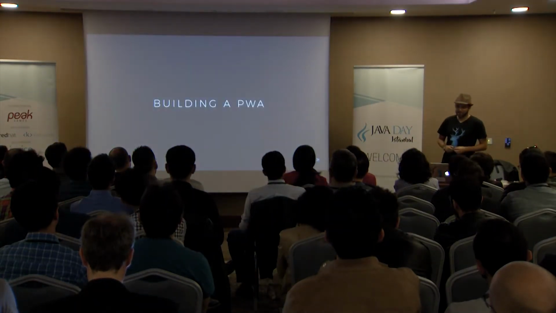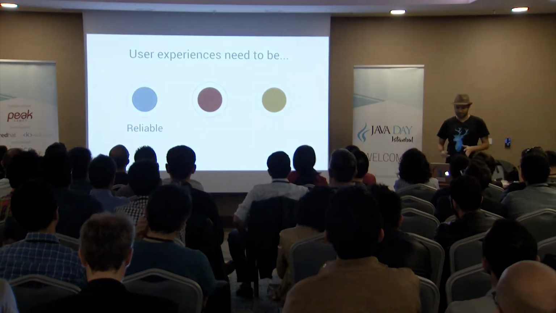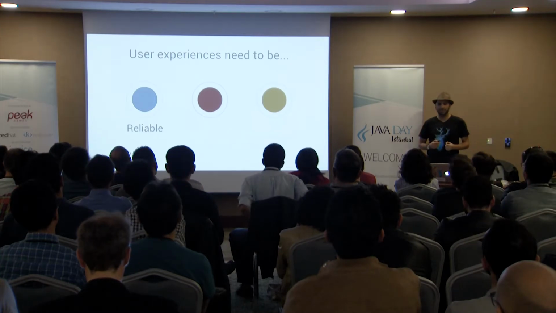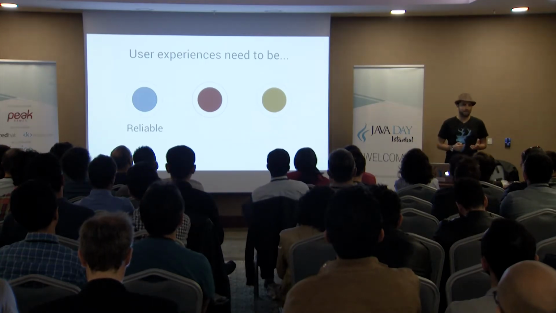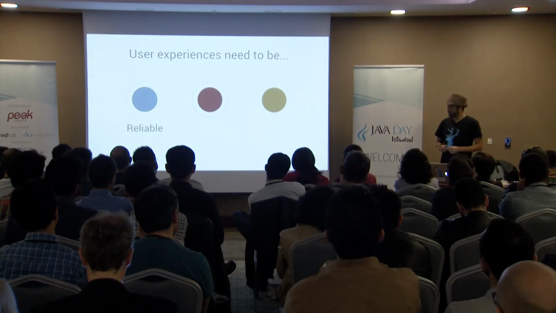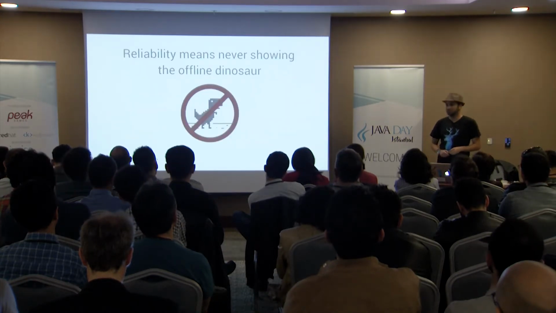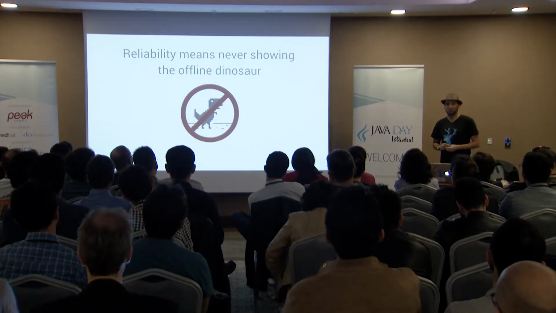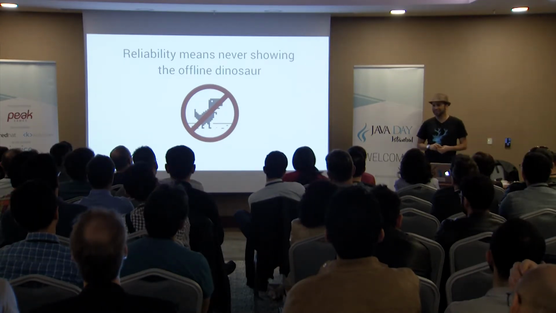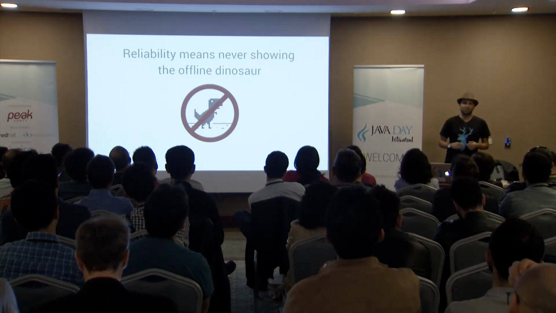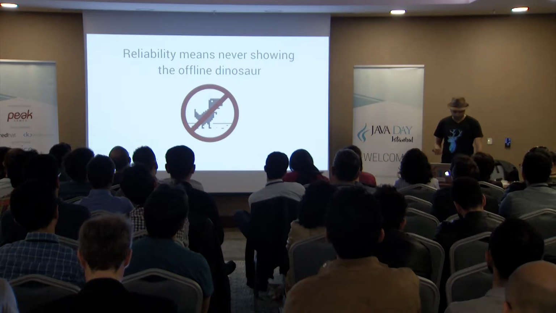So, building a progressive web app. 3 fundamental features. First of all, you need to make your application reliable. How to make it reliable? Basically, when you lose connectivity, we don't want to show this little tiny cute dinosaur. We want to get rid of it. Think about it that way.